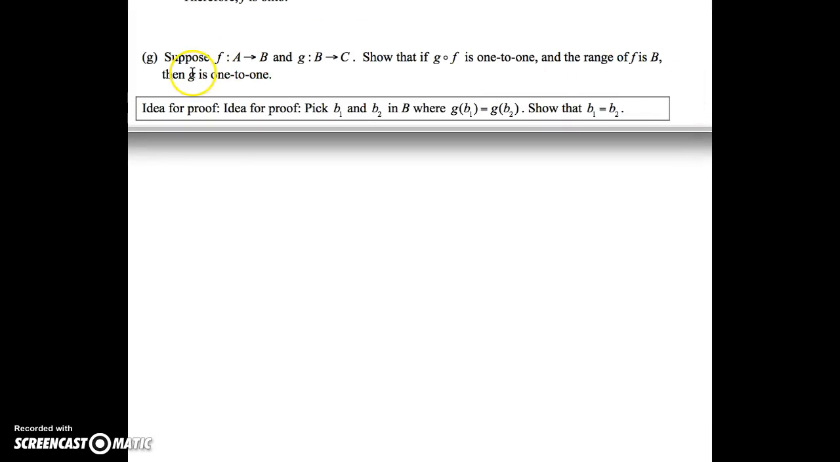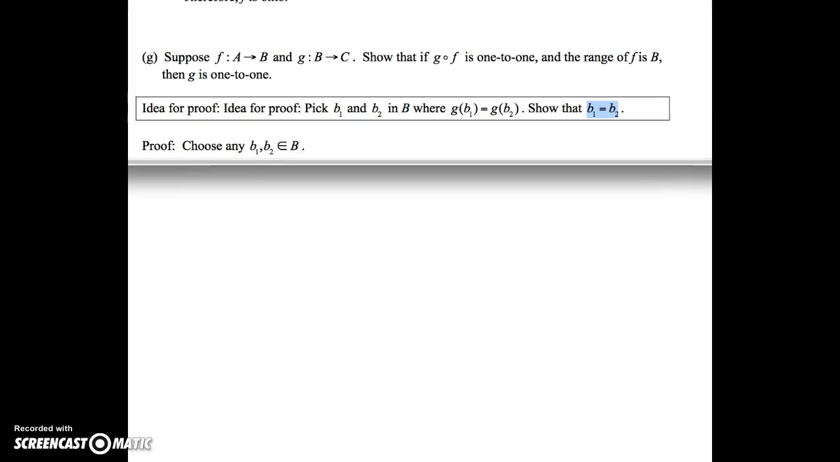Since we're trying to show that G is 1 to 1, I'm going to pick two elements in the domain of G, B1 and B2, and say if G of B1 is equal to G of B2, I want to prove that B1 equals B2. So first we'll choose any B1 and B2 in B, the domain of G.